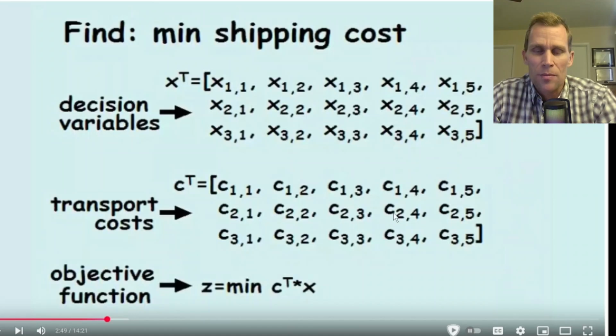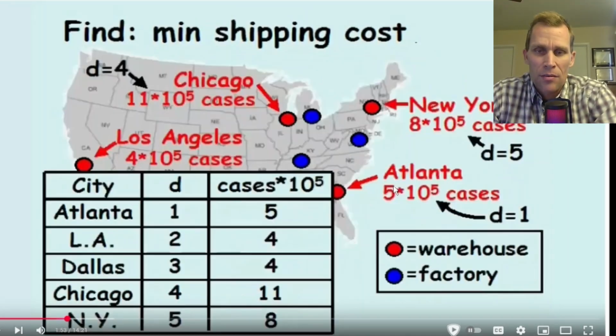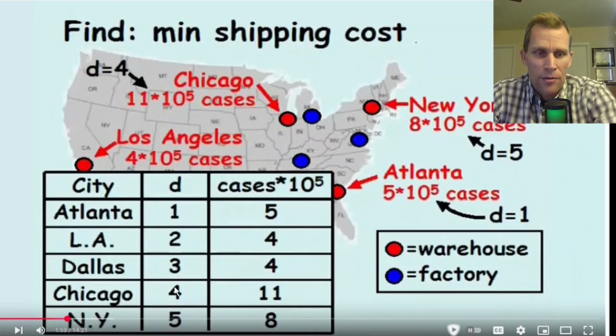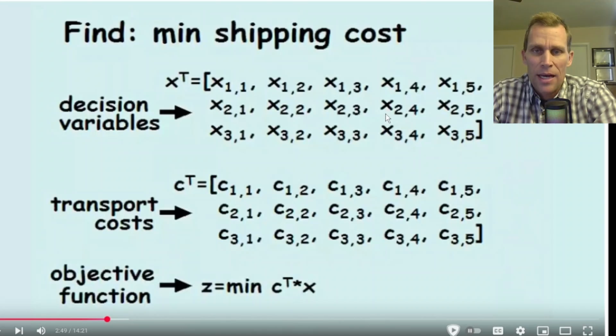So those numbers and subscripts are represented earlier. C sub 2, for instance, that would be supply 2 is DC, and then the warehouse 4 is Chicago. This is the cost right here, and then this is the actual decision variable X sub 2 comma 4.